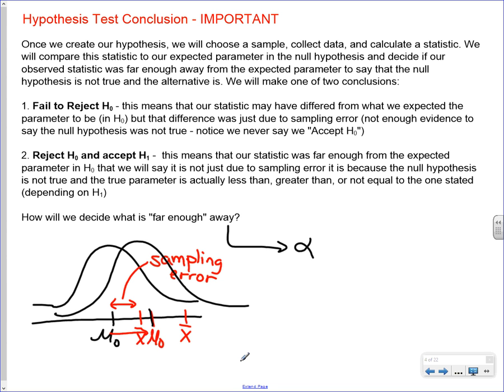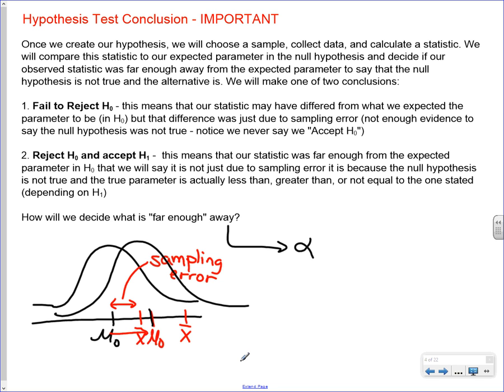The last step of the hypothesis test is making the conclusion. This is the other part that your calculator cannot do. Okay, your calculator will give you the data, but you have to figure out what to do with it. What does this tell me? Does this tell me that my claim is true, or does this tell me it's not true, right? So that's what we're looking for.